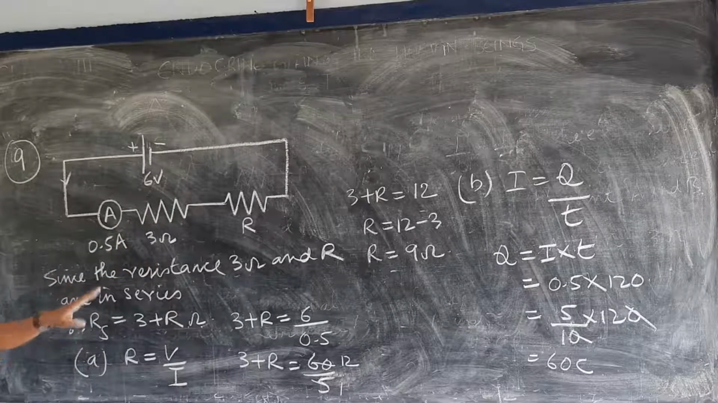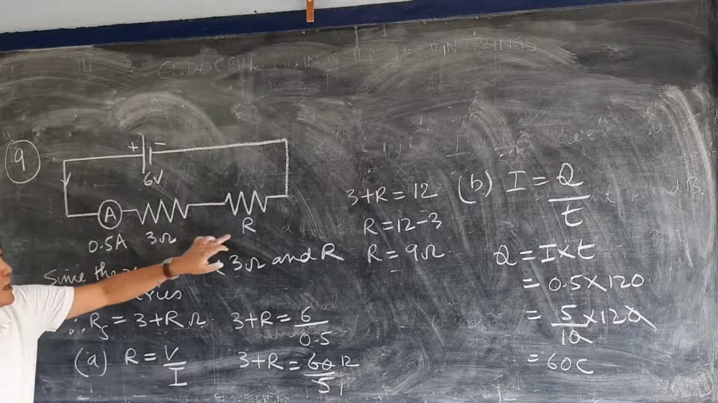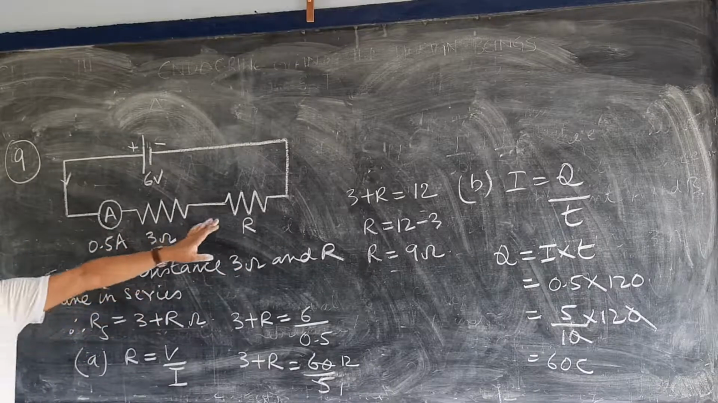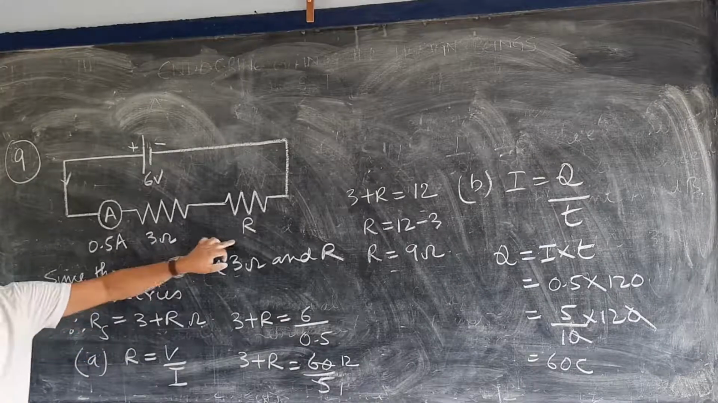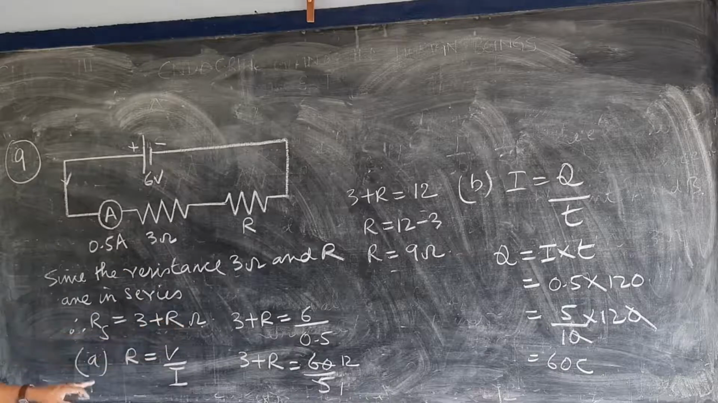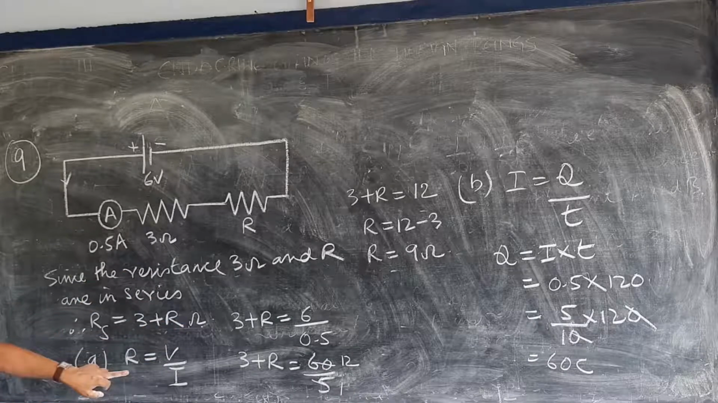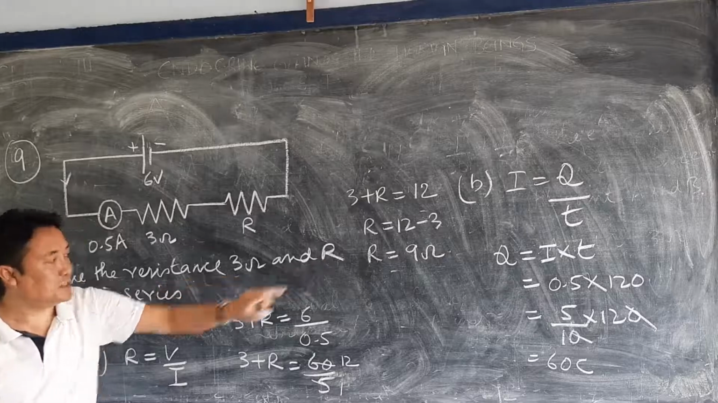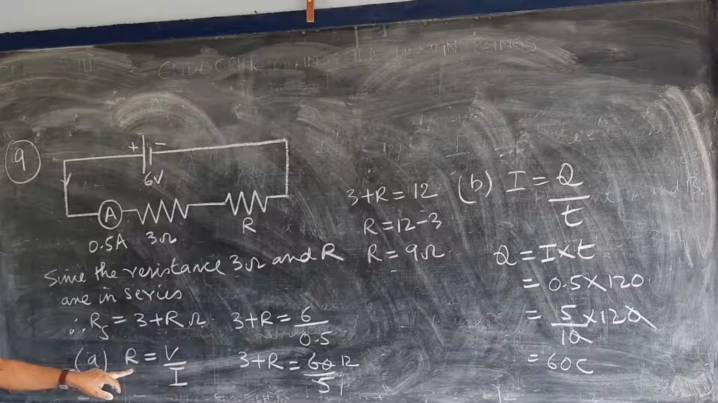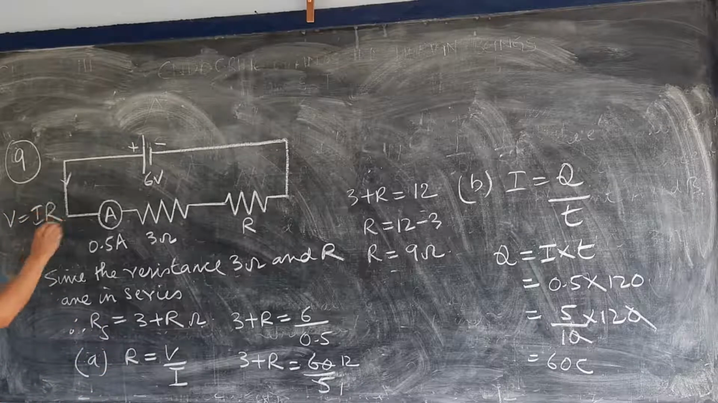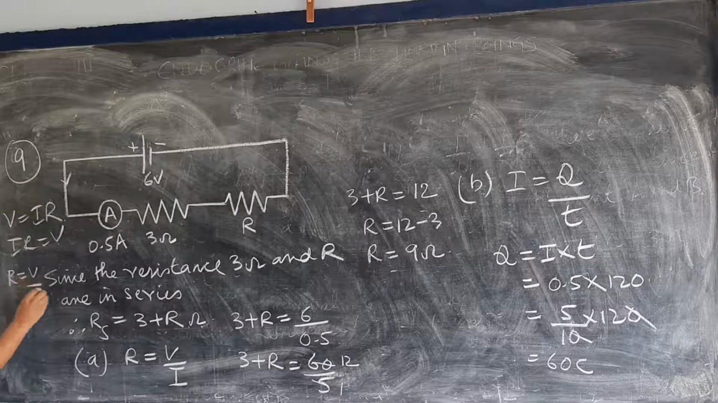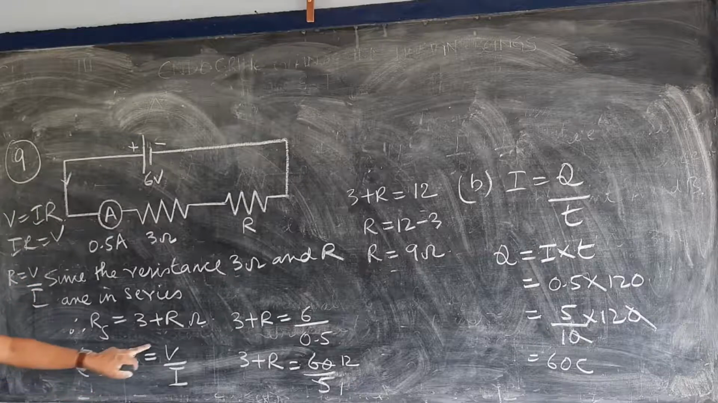Now these two resistances, 3 ohm and R, are in series since they are in the same line. Therefore you will find the equivalent resistance Rs equals 3 plus R. You add this: 3 plus R ohm. Then, number one, you have to find the unknown resistance R. To calculate it, from Ohm's law, R equals V upon I. How it comes is that from Ohm's law we can write V equals IR. This is Ohm's law. Or IR equals V, then R equals V upon I. So taking this condition here, R equals V upon I.